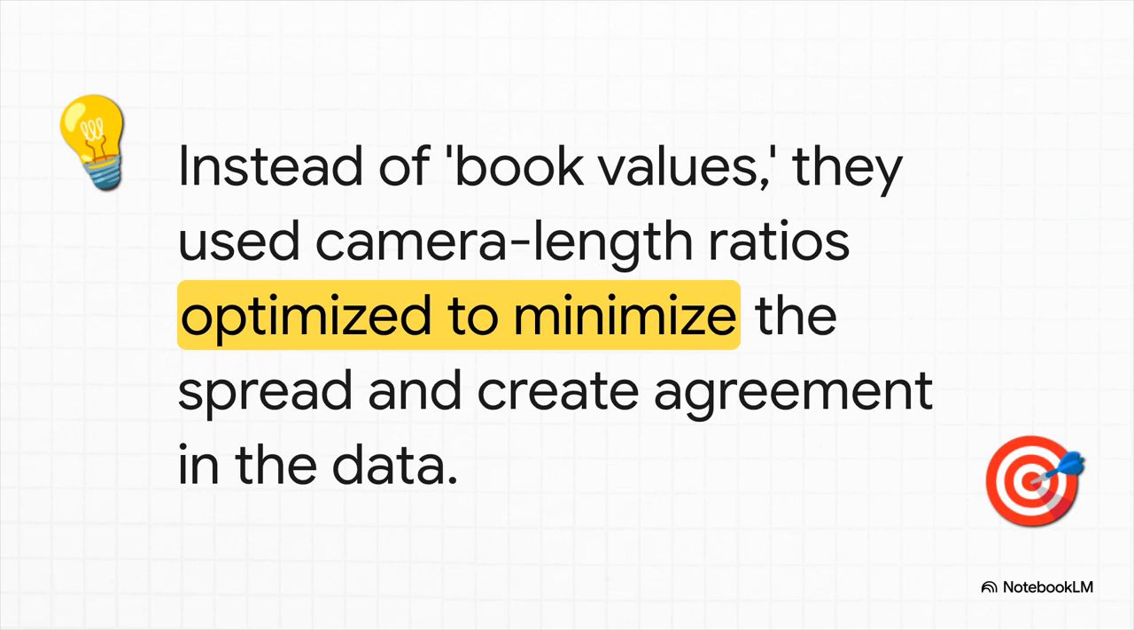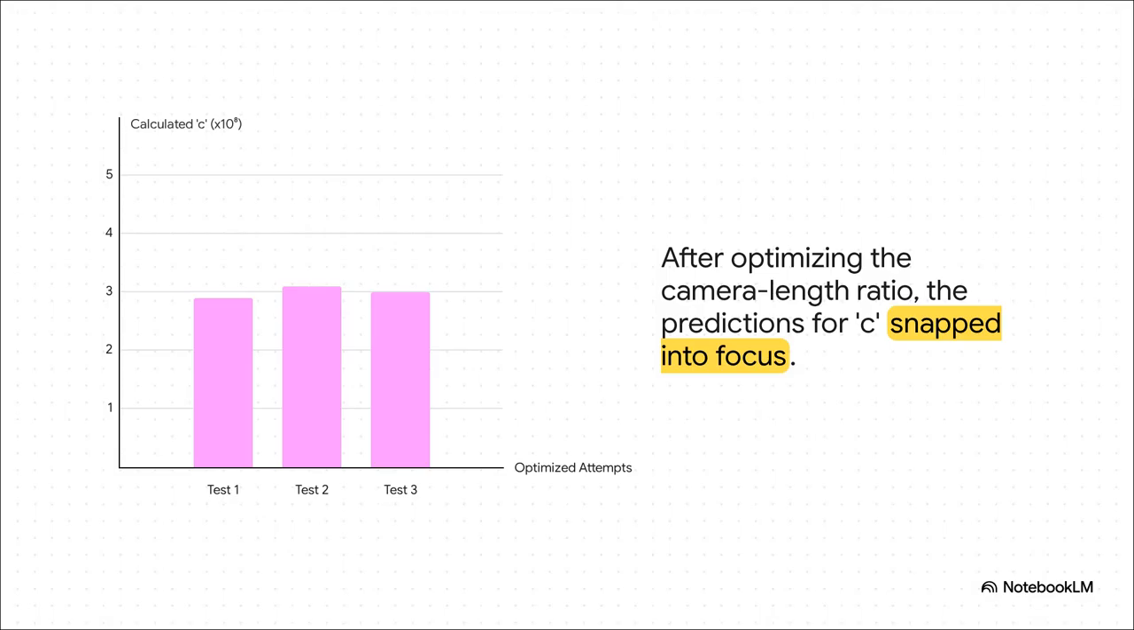They flipped the script. They turned the problem into the solution. They basically said, okay, forget the textbook value, let's just ask the data. What number for that camera length ratio would we need for all our measurements to actually agree with each other? They let the experiment find its own sweet spot. And the second they did that, it was magic. The chaos just disappeared. All their different data points suddenly snapped right into place, all huddled together right around the actual known value of c. It worked. They had actually done it. They measured the cosmic speed limit just by looking at electrons.